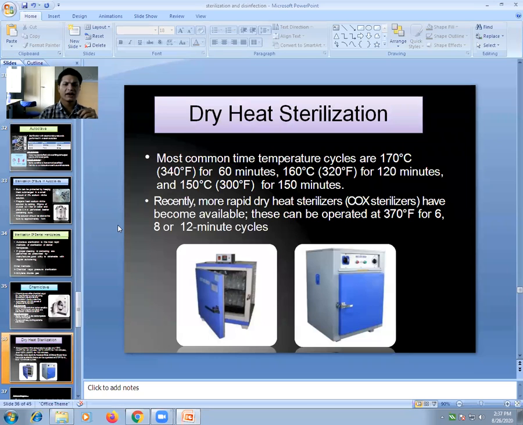The next thing is dry heat sterilization. In dry heat sterilization, most common time-temperature cycles are 170 degrees Celsius for 60 minutes, 160 degrees Celsius for 120 minutes, and 150 degrees Celsius for 150 minutes. Recently, more rapid dry heat sterilizers, we call them the Cox sterilizers, have become available, and these can be operated at 370 degrees Fahrenheit for 6 to 8 minutes or 12-minute cycles.